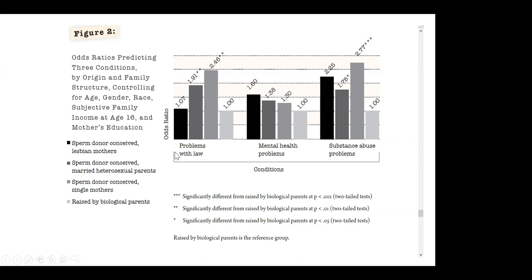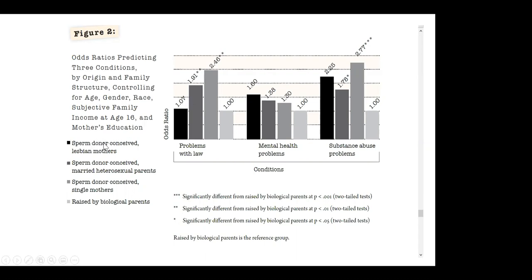So first of all, you'll see that there are 3 types of problems that young adults can have. They can have problems with the law, they can have mental health problems, or they can have substance abuse problems. And in these groups, you'll see here the last bar graph represents children that were raised by their biological parents. And then they were compared to different types of donor-conceived children.